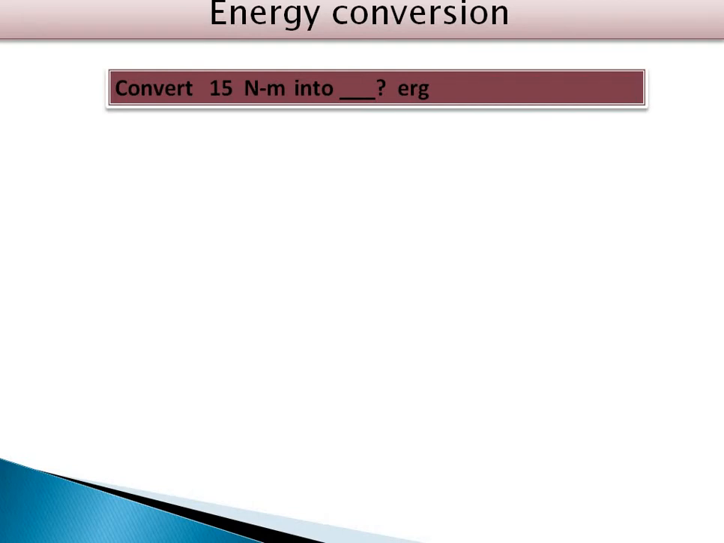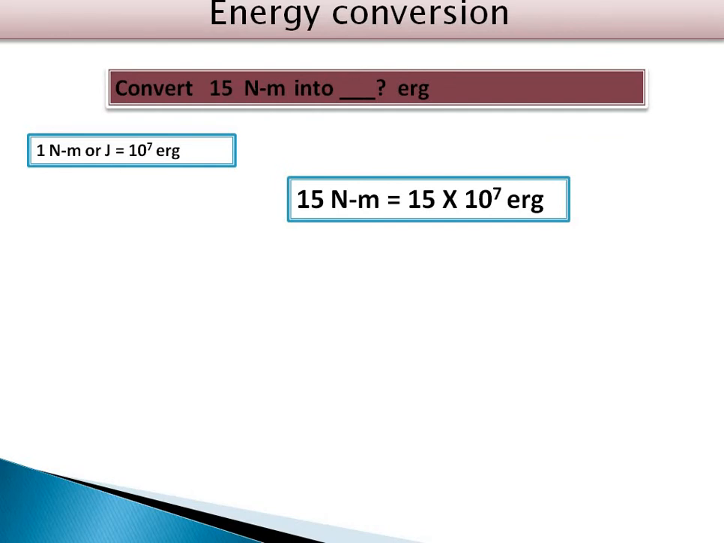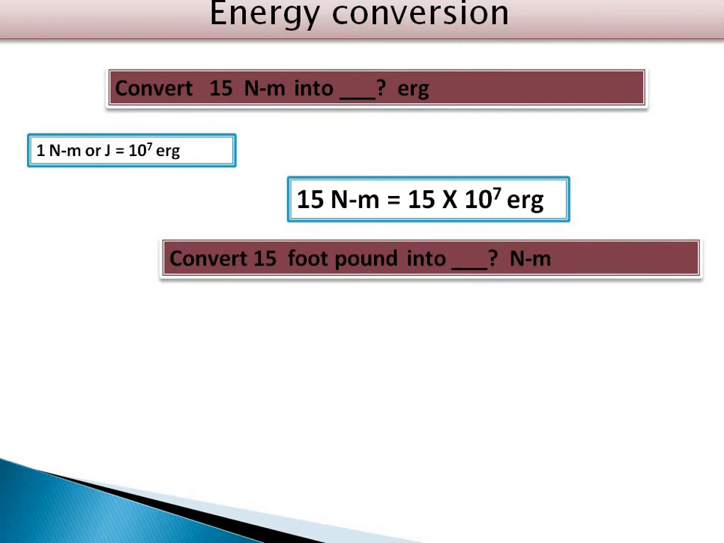Similarly, convert 15 Newton meter into erg. So 1 Newton meter is nothing but joule is nothing but 10 to power 7 ergs. Therefore 15 Newton meter is equals to 15 into 10 to power 7 ergs.